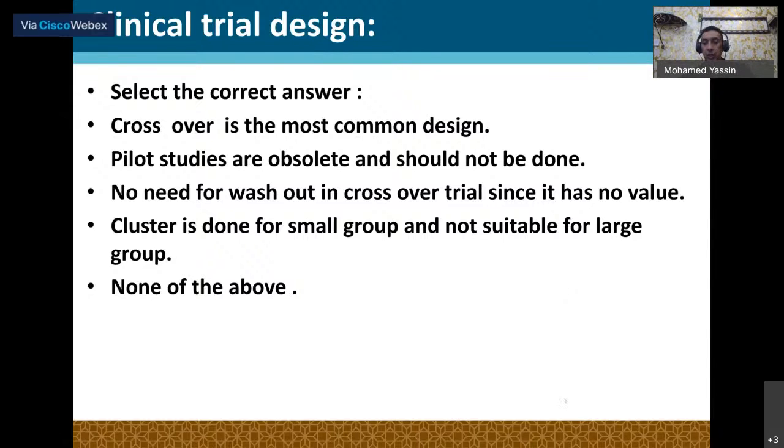Okay, so the majority of you, we have 5 answered none of the above, and we have 5 answered crossover is the most common design. Actually, crossover is the most common design. A is the correct answer.